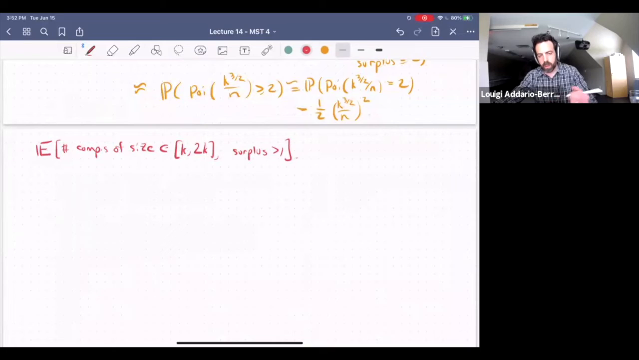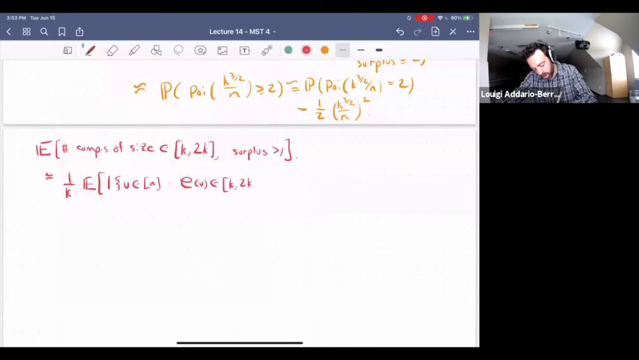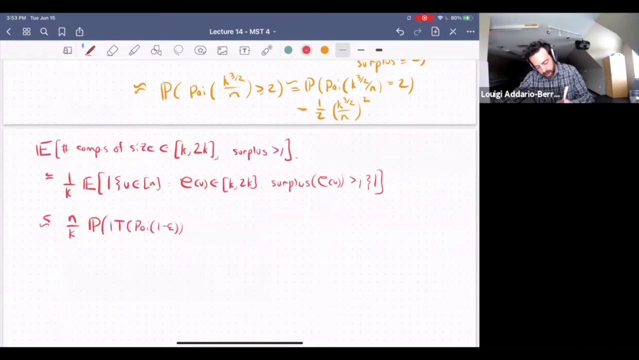Okay, well, again, for each component, I can count components, or I can count vertices in those components, and there's a factor k, or between k and 2k, that relates them. So that's roughly 1 over k times the expected number of vertices that have component size between k and 2k and surplus bigger than 1. Okay, and now that's at most n over k, and using our Poisson bound again, times the probability that a Poisson(1 minus epsilon) tree has size, say, greater than or equal to k.